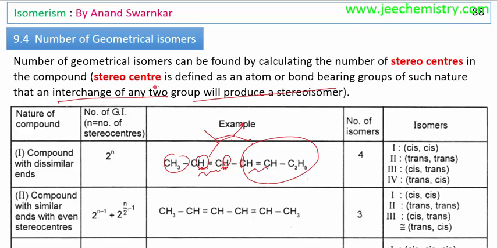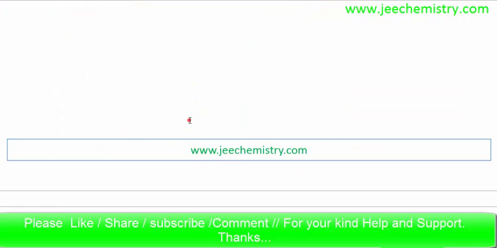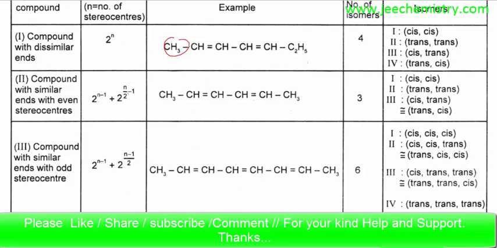I have written that a stereocenter is defined as an atom; this is actually written for optical isomers. Here the stereocenter is defined as bond bearing groups of such nature that interchange of any two groups will produce a stereoisomer. So we have to focus only on this: how many double bonds are there? That will be n, and that will be the stereocenter.